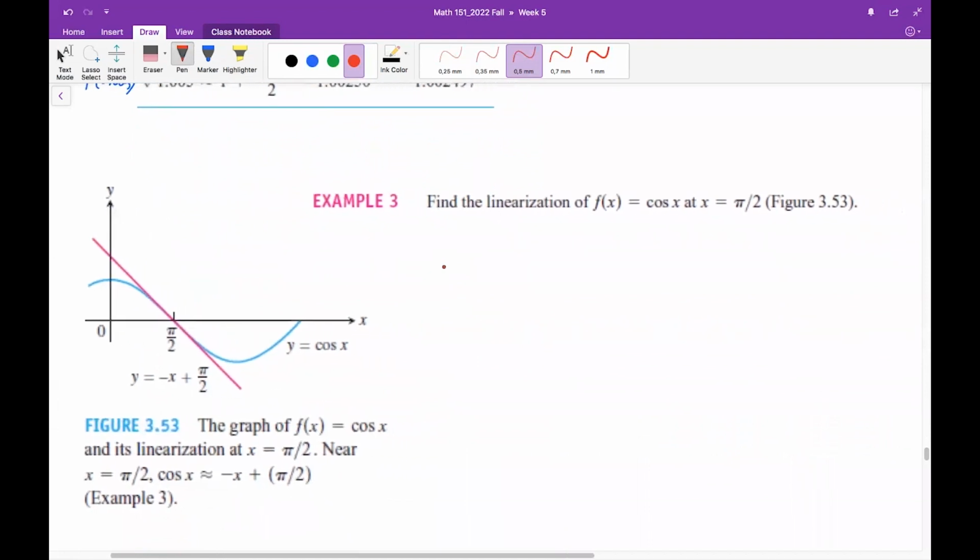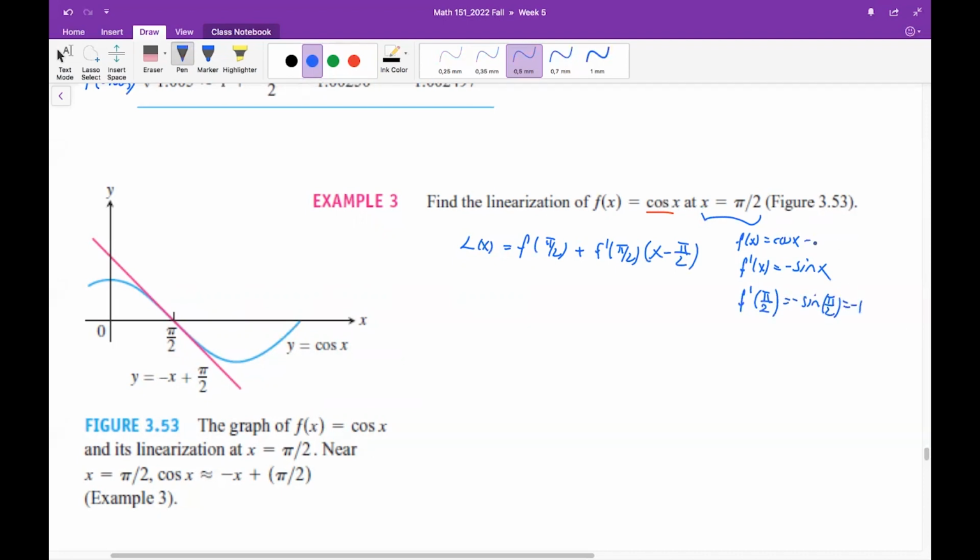Okay, so next example. Now, our function is cosine x, and we want to find the linearization function at x equals pi over 2. So it goes like f of pi over 2, f prime of pi over 2, times x minus pi over 2. For the point a, I inserted pi over 2. If your function is cosine x, then the first derivative is minus sine x. So minus sine x evaluated at pi over 2 is minus 1. And what is f of pi over 2? Cosine pi over 2, which is 0.